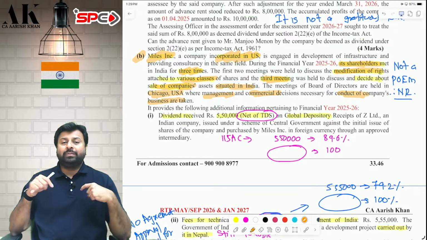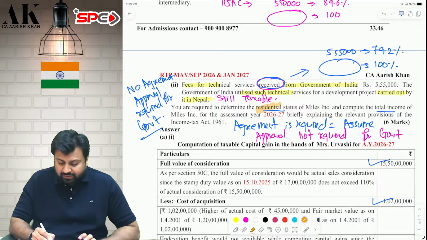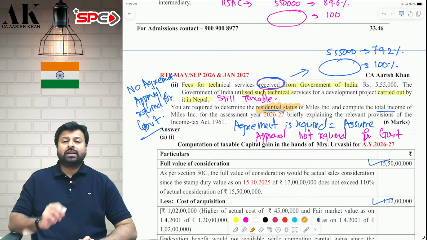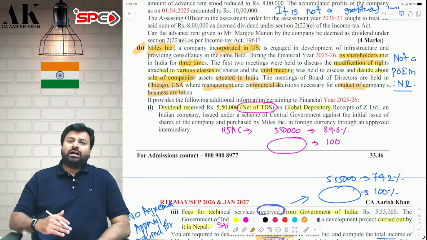Therefore, the place of management of the company is outside India. Therefore, the residential status of the company is non-resident. First, we have to comment on the residential status: the residential status of the company is non-resident. Now, if it is a non-resident, we need to answer the following questions.